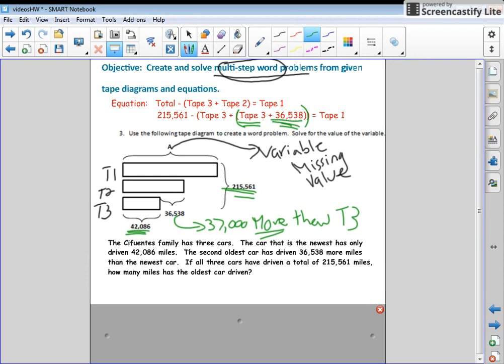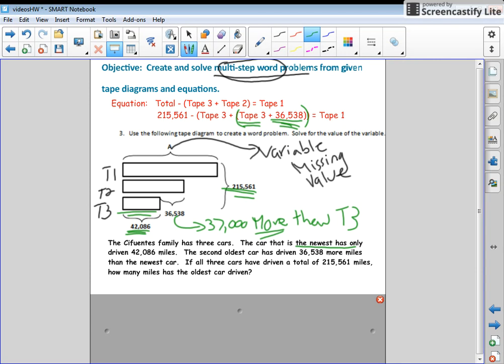Here's the tape diagram. Here's the problem I came up with. The Cifuentes family has 3 cars. The car that is the newest has only driven 42,086 miles. The reason why I decided to say that the car is the newest is because it has the least amount of miles. Again, I think about a value that's reasonable, and something like 42,000 could be used for distance in cars. So it's the newest car because it's the shortest piece of tape.